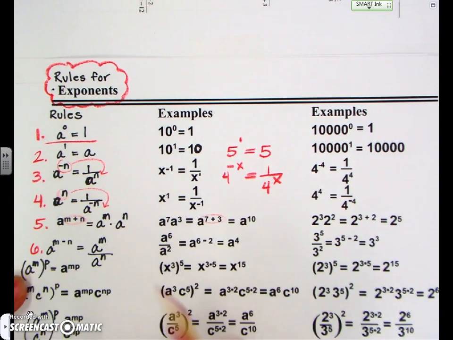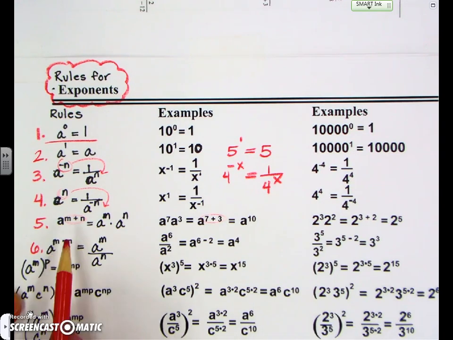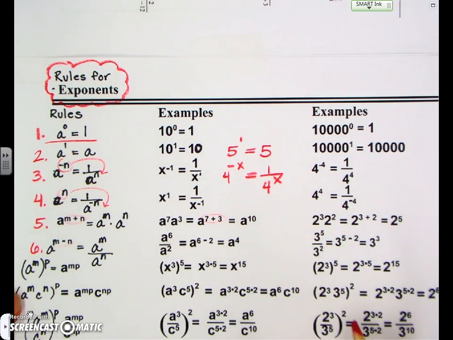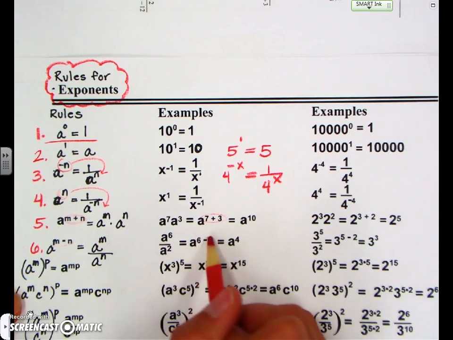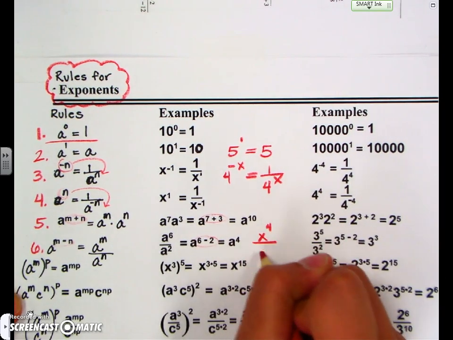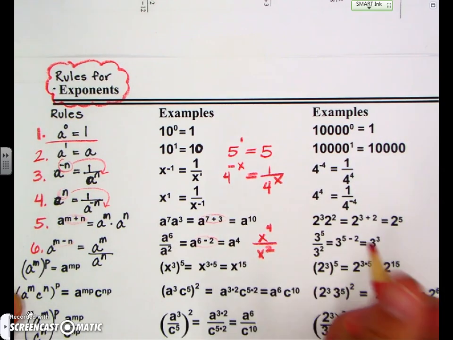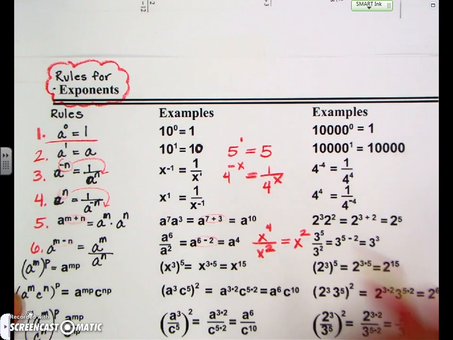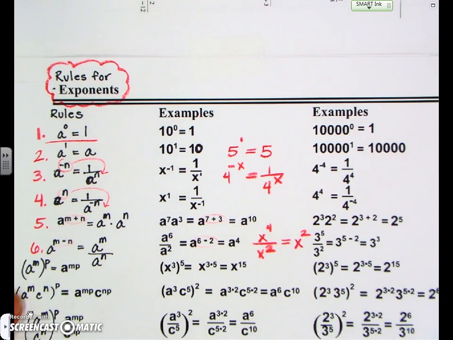Rule number 6, if you have exponents that are being subtracted, it's the same thing as dividing them. If you have a to the power of 6 divided by a to the power of 2, you subtract the exponents and get 4. So what would x to the power of 4 divided by x to the power of 2 equal? X to the power of 2. Okay, you guys understand that?